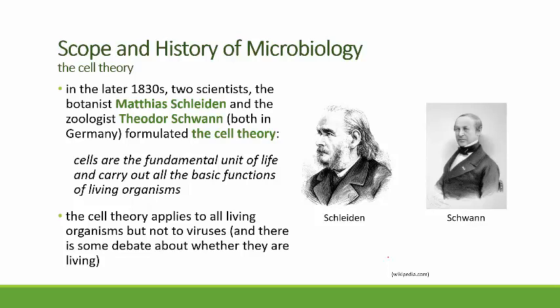So we take a big jump now into the 1830s, and two scientists, one a botanist and the other a zoologist. They were both Germans. Their names were Matthias Schleiden and Theodor Schwann. Schleiden and Schwann were the ones who clearly articulated what has become known as the cell theory, the idea that cells are the fundamental unit of life, and they carry out all of the basic functions of living organisms.